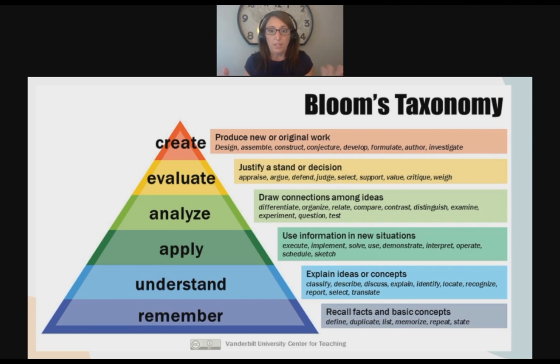Okay, so for example, right, you can't solve a problem if you don't know how to analyze the problem, evaluate the pros and cons of different routes of decision or different methods of solving the problem, and then create the actual plan of action, right? You can't do that if you're not up in the top tiers of Bloom's taxonomy.